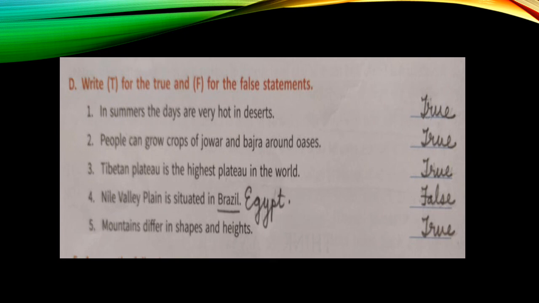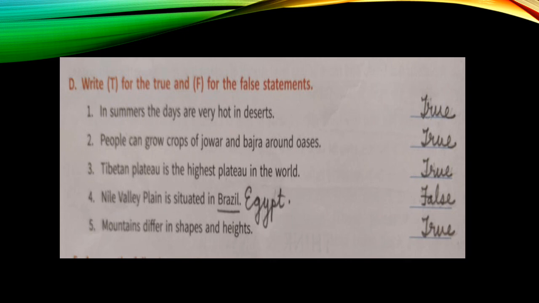Mountains differ in shapes and heights. That is also true. The younger mountains, they are higher and they have sharper curves. They have sharper peaks, whereas the older mountains, they have rounded tops and they are lower in height. And why is it so? It is so because of the action of wind and water over many years, over ages. So this process is called erosion.